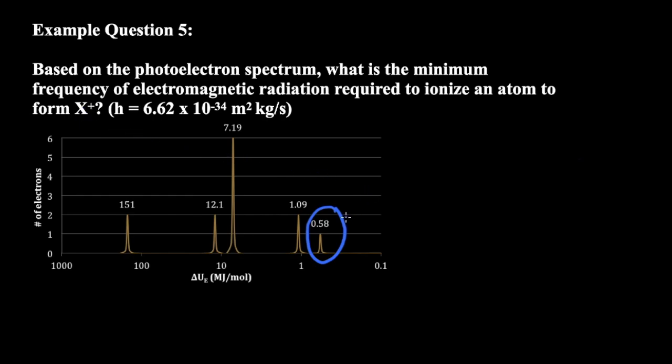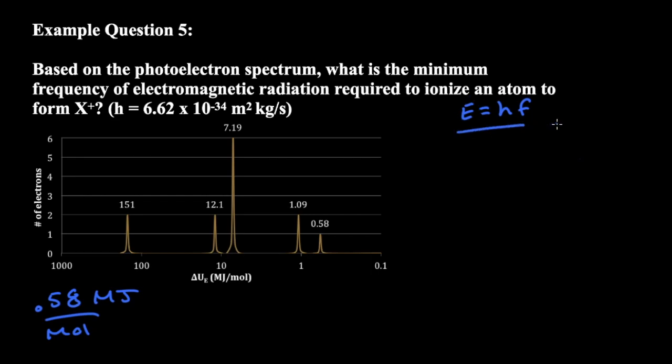And so we're going to have to take this number here and convert it to joules, because right now we're in megajoules per mole. So I'm going to take 0.58 megajoules per mole and convert this to joules, because the equation is that the energy is equal to h times f, where h is Planck's constant. So I'm taking this energy and making it just in joules, so I can use it right here. We have 0.58 megajoules per mole.